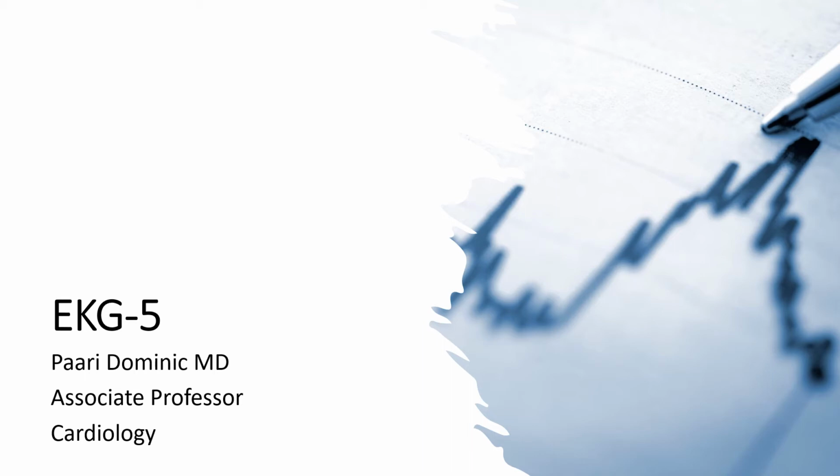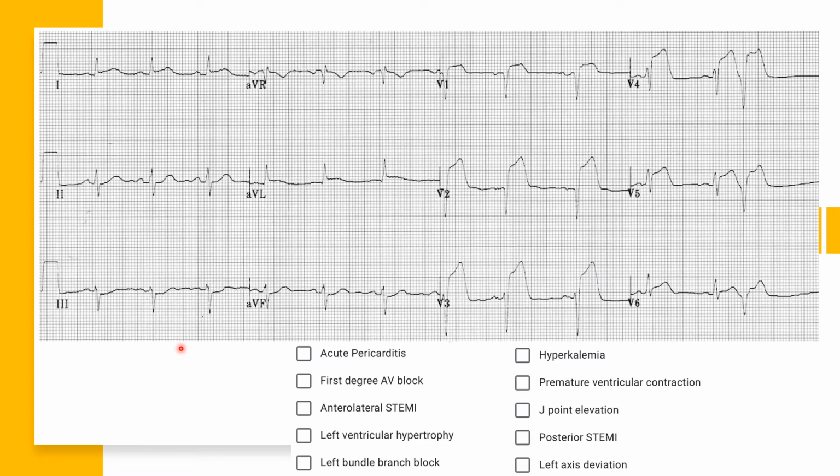This is the explanation for the fifth EKG of the EKG club. The purpose of the question and the EKG that was given to you is to identify the ST elevation in the anterior and anterolateral leads, the ST depression or reciprocal ST depression in the inferior leads. The patient is in normal sinus rhythm with a single PVC here.